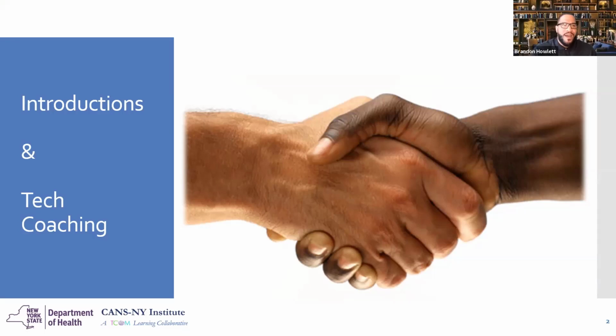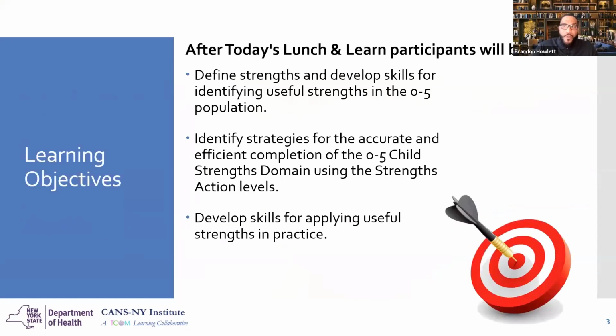So let's jump into our learning objectives today. So after today's lunch and learn, you all, my participants, should be able, and our goal is to enhance your understanding of this particular child strengths domain for the 0 to 5 version. We want to increase your skills and also put you in a position to be able to do it most accurately and super efficiently. The very first thing we're going to try to tackle specifically, we're going to specifically talk about what useful strengths are, what they might look like for this age group, for the 0 to 5 age group.